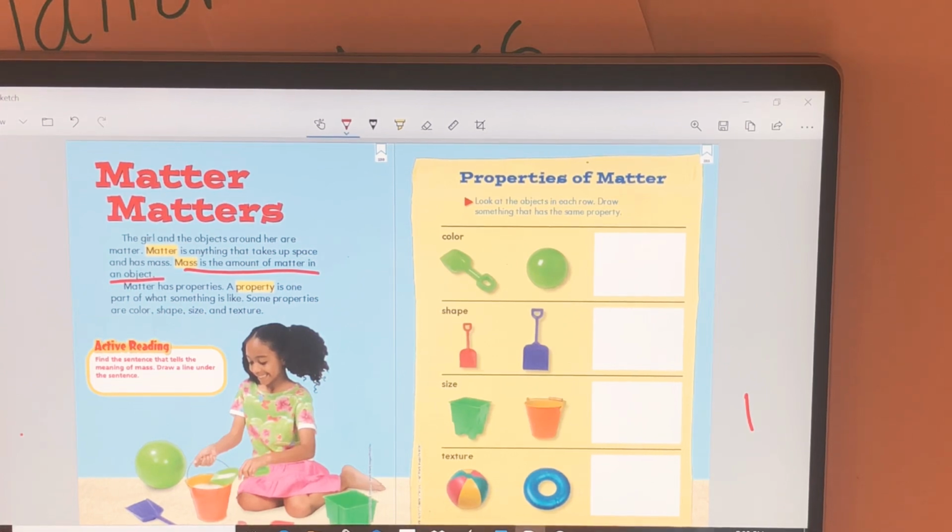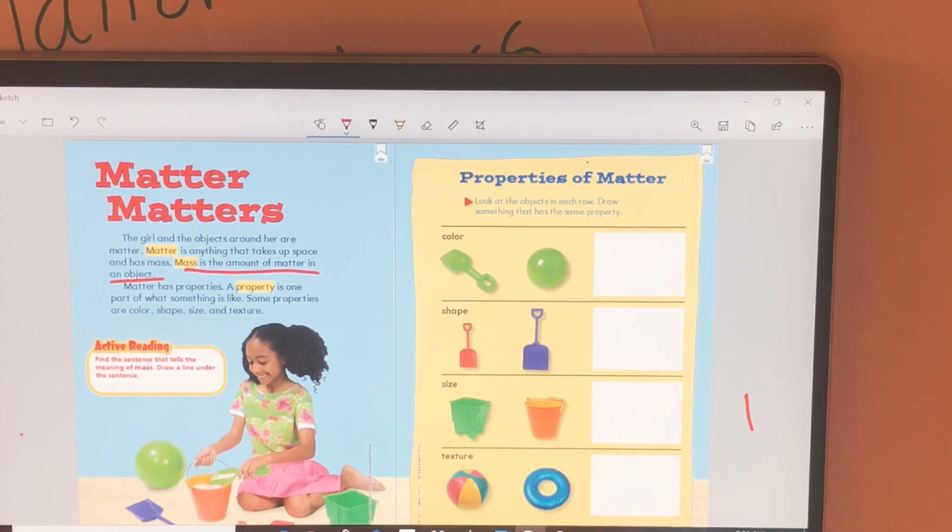Now go to the next one. What about the shape? Look at the shape. We have a red shovel and we have a blue shovel. Both are long. Can you draw something that has the same shape? Take a moment and think. Oh, I'm thinking of something inside the kitchen. I can maybe find something inside the kitchen that has the same shape. Think a little bit. Yes, maybe a spoon.